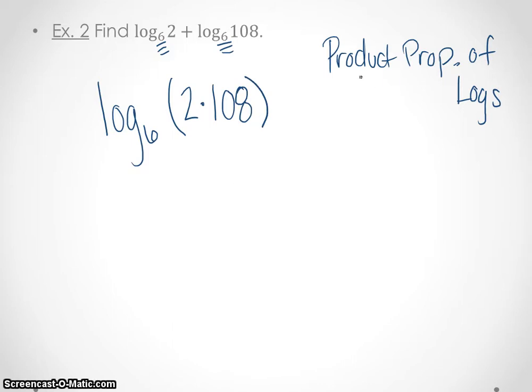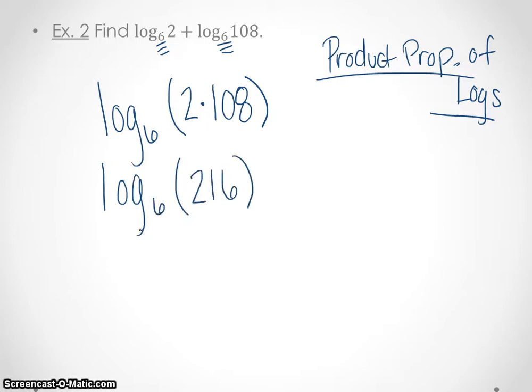Okay, so that is by the product property of logs, and if you need to look back in your notes for that, go for it. And we just need to figure out what 2 times 108 is, so that would be log base 6 of 2 times 108 is 216. So you don't really need these parentheses once you've multiplied, so we could just write it as log base 6 of 216. And what is that? We don't know, so this we have to do the long way.